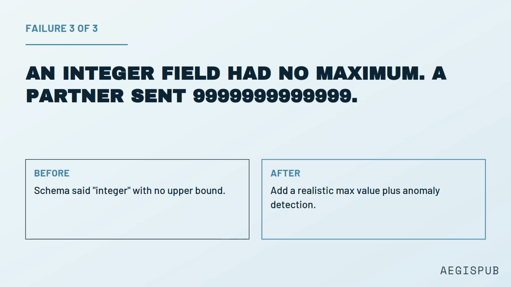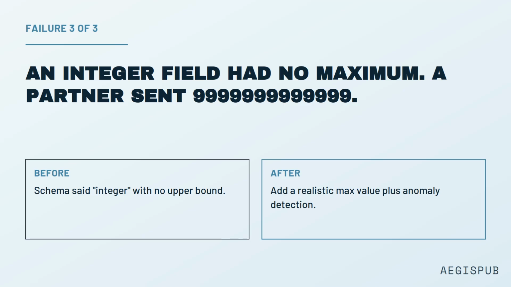The diagnostic process starts with the data. Querying the raw ingested records for that partner reveals the outlier value. Tracing it backward through the pipeline confirms it arrived in the request payload and passed schema validation, because the schema defined the field as type integer without specifying a maximum value. The schema was not wrong in a structural sense. It was incomplete in a business logic sense.